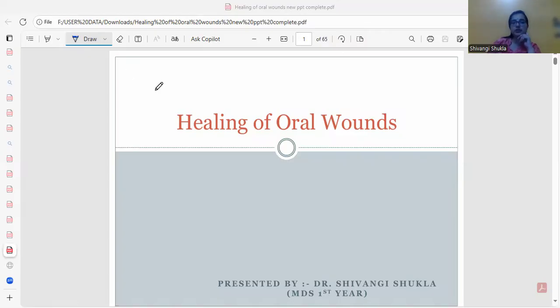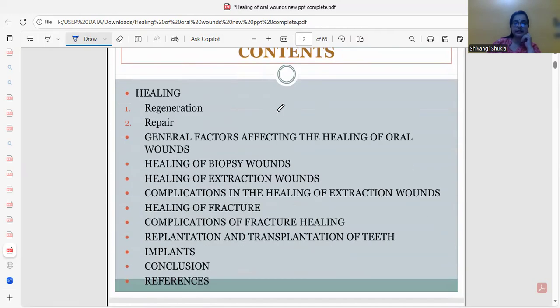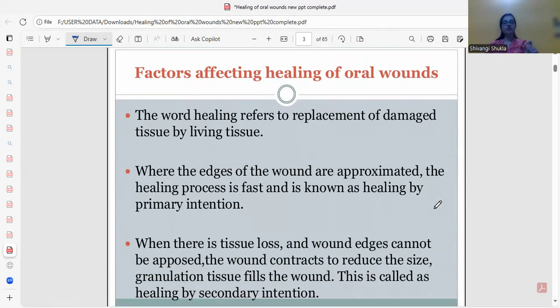The topic I'm going to start with today is healing of oral wounds. The contents would be we'll be discussing about regeneration, repair, general factors that can affect the healing of oral wounds, healing of biopsy wounds, healing of extraction wounds, the complications that can be involved, the healing of fracture, the complications of fracture healing, replantation, implants, conclusion, and followed by references. Starting with factors affecting healing of oral wounds.